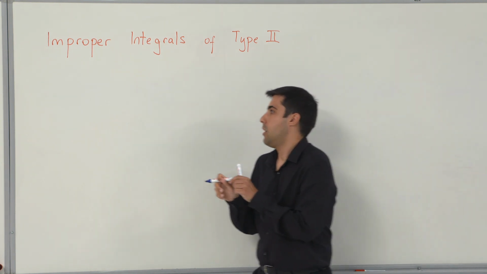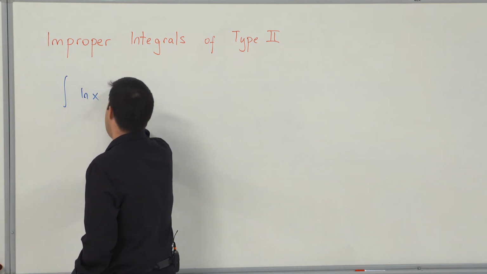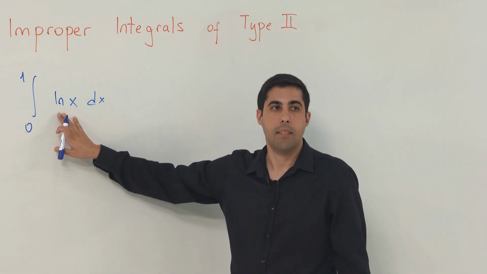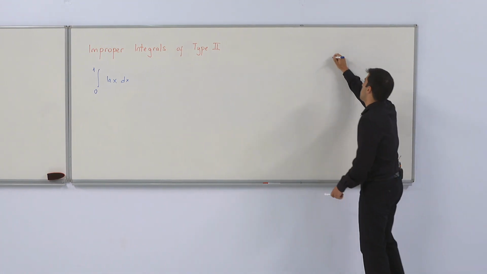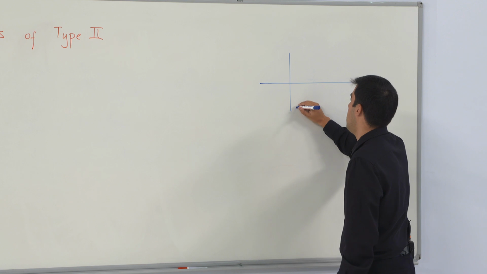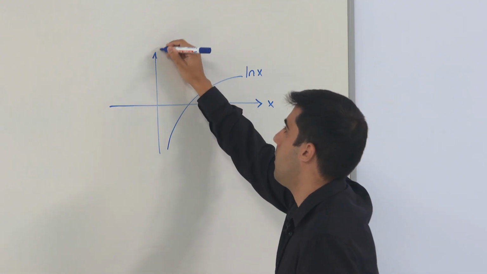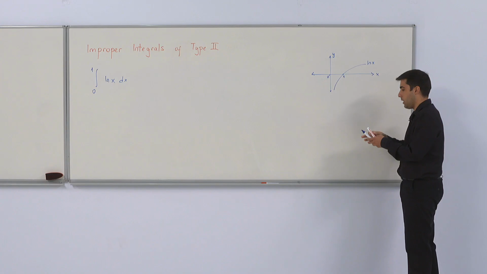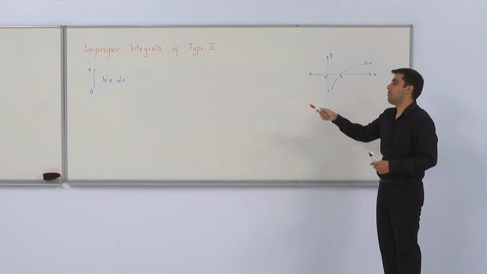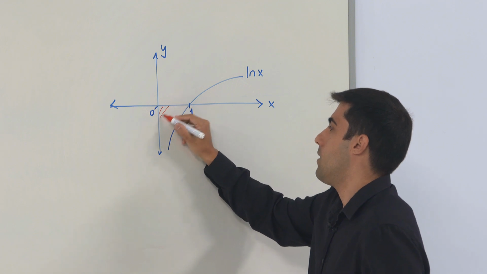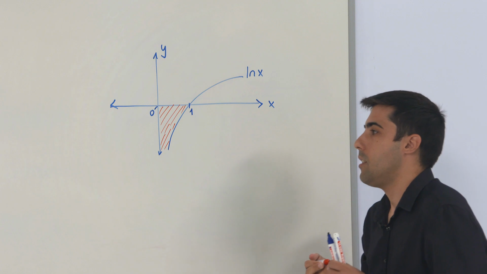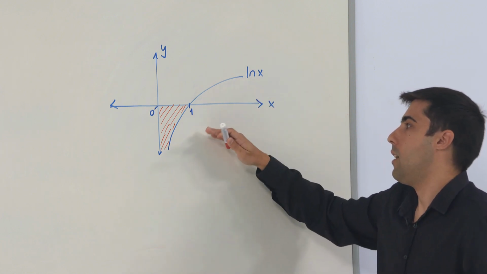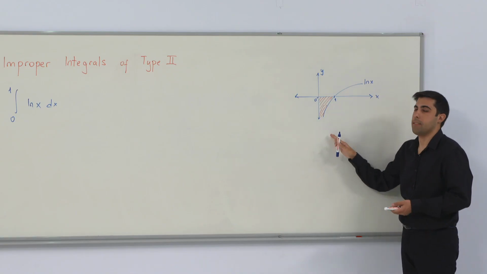Our first example is the integral of ln of x dx from 0 to 1. Here the problem is at 0 because ln of x is not defined at 0. Let's see it geometrically. If we sketch the graph of ln of x, it may look like this: x, y. Here we have 0. We know ln of 1 is 0, so the curve goes through 1. The definite integral from 0 to 1 of ln of x gives us this area over here. As you can see, the area is not finite because the curve goes to infinity as x goes to 0. However, the value of the integral may be finite.